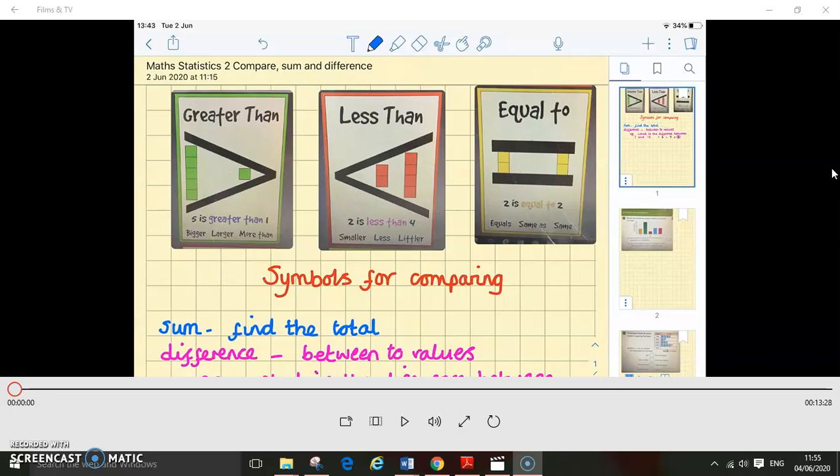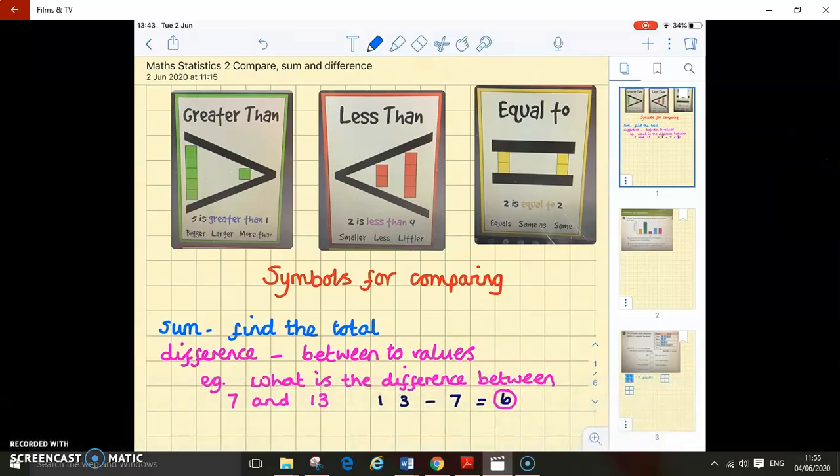different values of data. Now, I've put up here the symbols for comparing that we're really familiar with from year 2, and we looked at these last week or the week before. So we've got greater than, less than, and equals to. Those are our symbols for comparing, but we're also going to be asked to find the sum, which just means find the total. And we're also going to be asked to think about the difference. Now, that's the difference between two values.